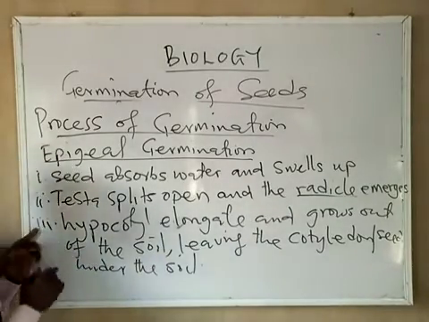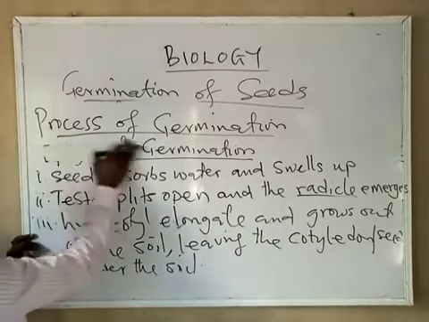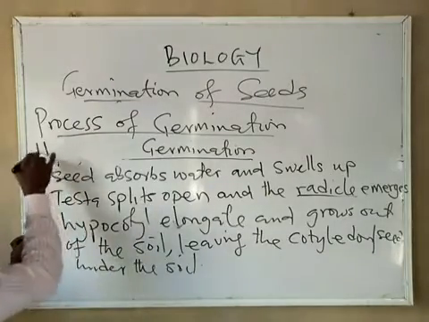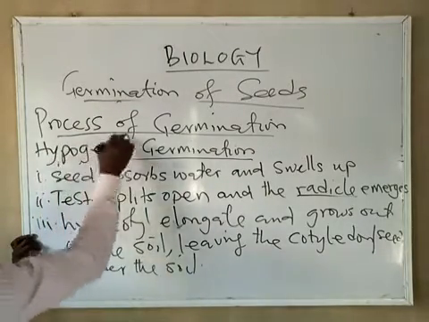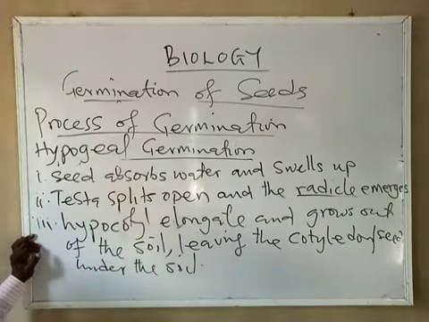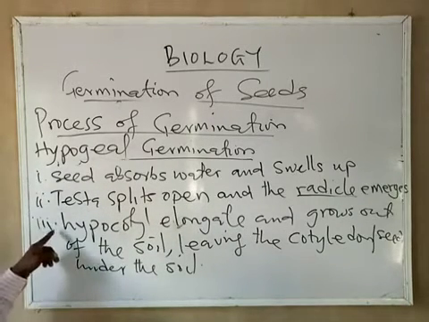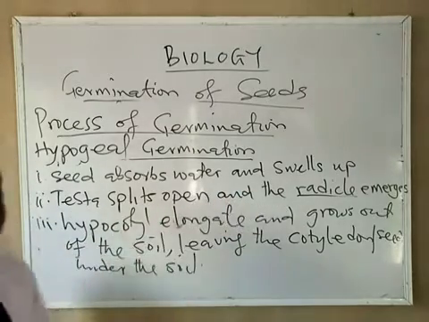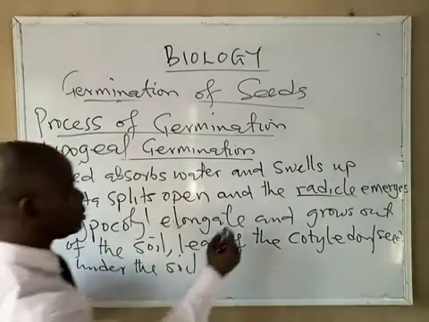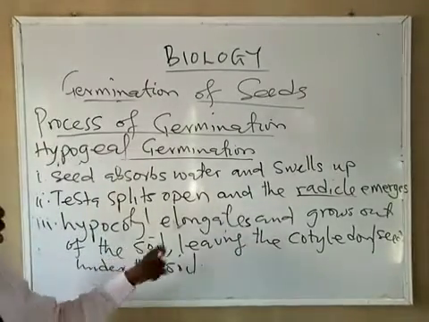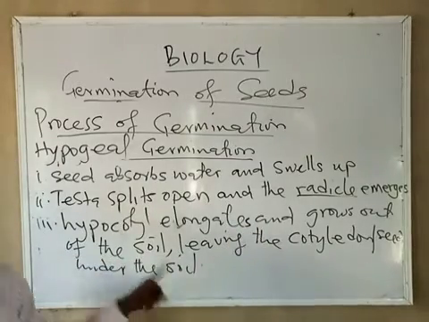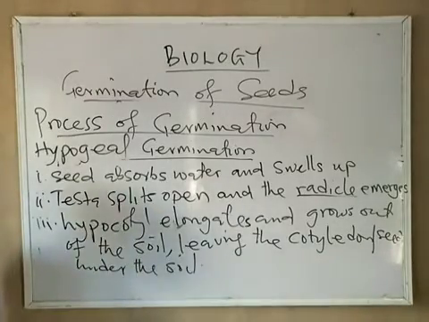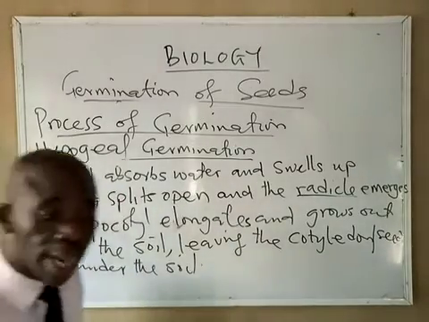This is the main difference between hypogea and epigynous germination. So at this point now, we are talking about hypogea germination. We are talking about hypogynous germination. So after the splitting open of the tester, the radicle emerges out and the hypocotyl elongates and grows out of the soil, leaving the cotyledon or seed under the soil. So in this one, the cotyledon is not carried above the soil, and the whole process continues from there.